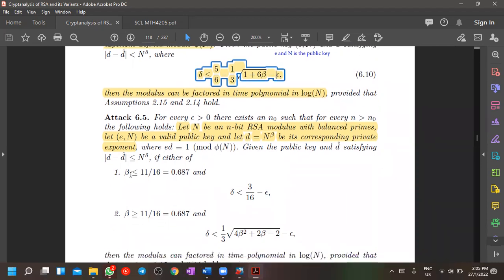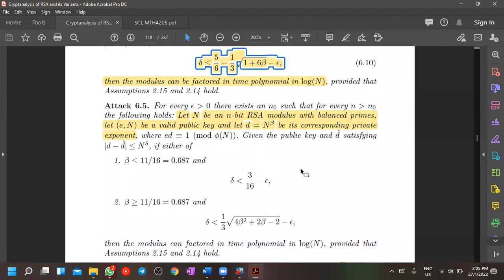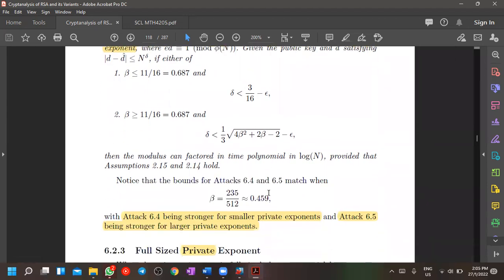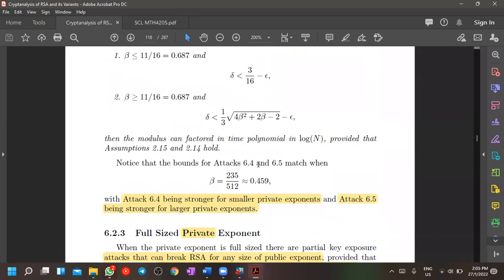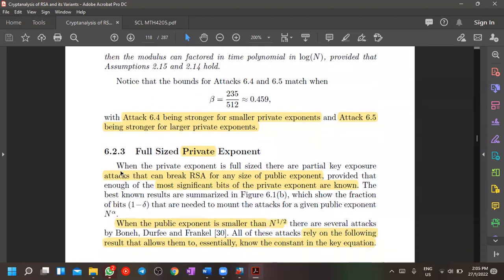If either of these two cases is satisfied, then the modulus can be factored in time polynomial in log n. Notice that the bounds for attack 6.4 and 6.5 match when beta is approximately 0.459, with attack 6.4 being stronger for smaller private exponents and attack 6.5 being stronger for larger private exponents. Next, I will explain about the full-size private exponent.